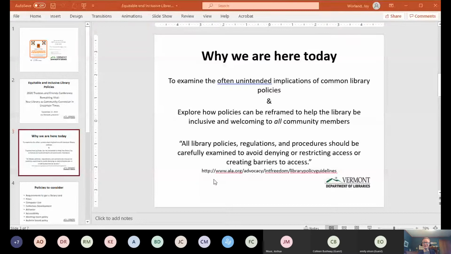So not a lot of takers yet. I'm just looking for something that characterizes your library, sort of the warm fuzzy of your library, in a couple of words. I know you all have them because you're trustees and you love your libraries.